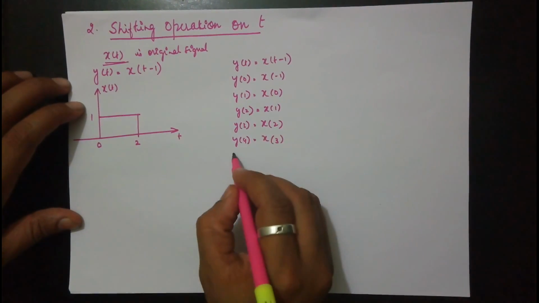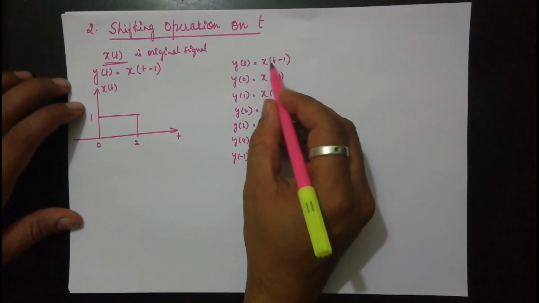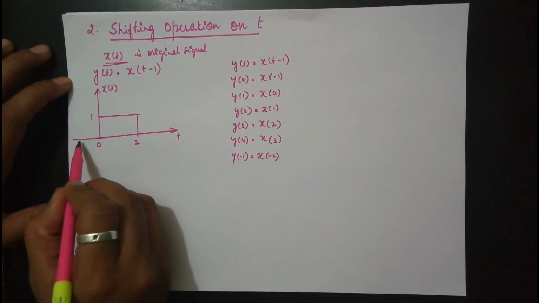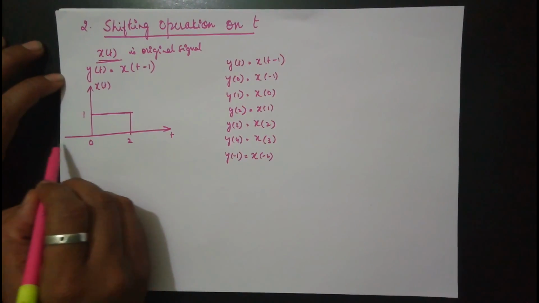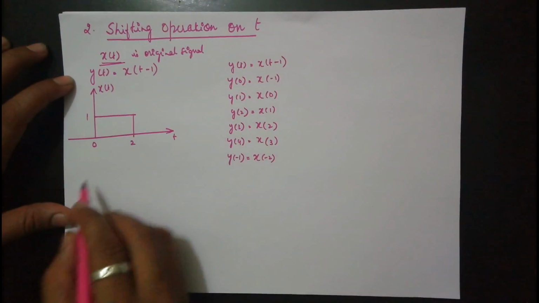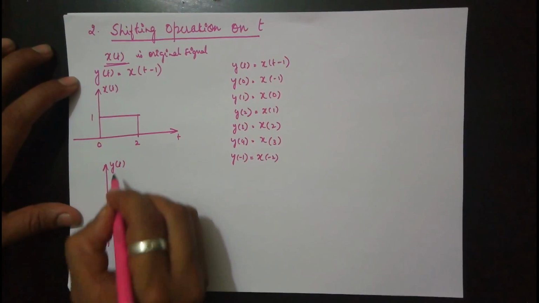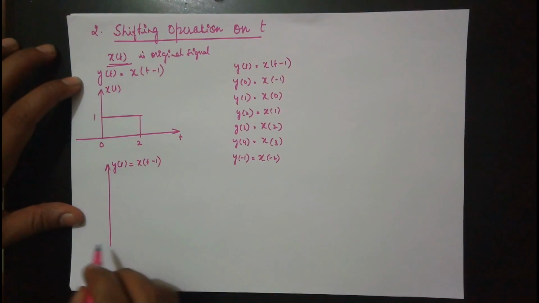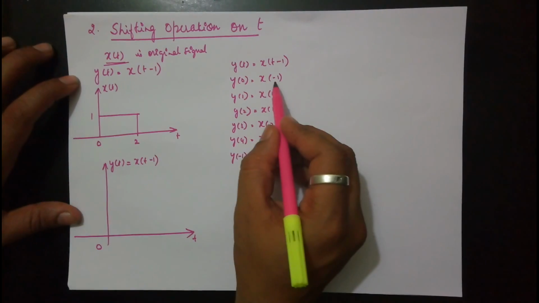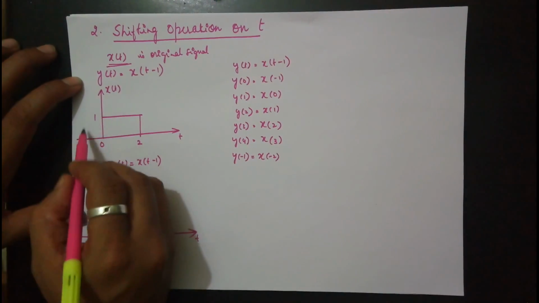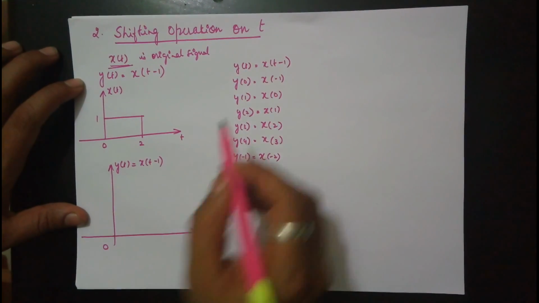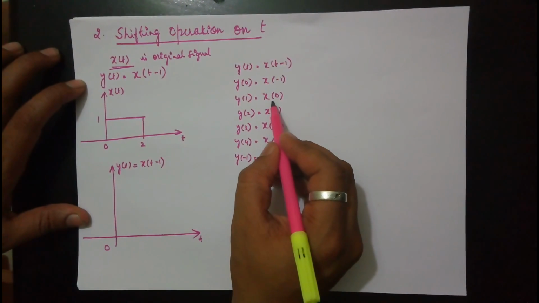Now if I take the negative values of t, y of minus 1 will be x of minus 1 minus 1, it is x of minus 2. And as you can see here, there is no waveform to the left of t is equal to 0, that is at minus 1 as well as minus 2, it is 0. So I shall better stop my iteration at this point. Now if I plot this, that is y of t, it is a shifted version of x of t. I would be getting at y of 0, x of minus 1. What is there at minus 1? I don't have anything at minus 1. So at y of 0 I will be getting a 0. At y of 1 I have x of 0.